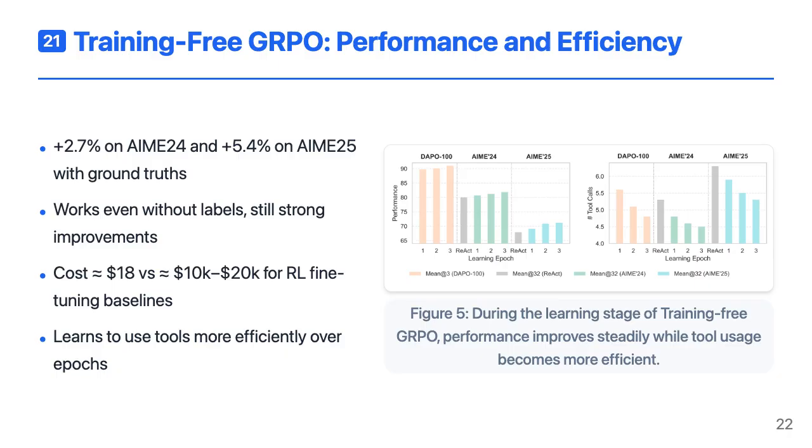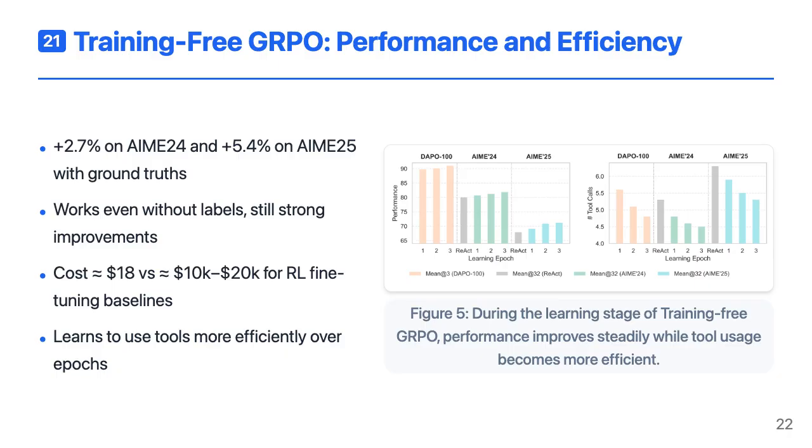off. With ground truth answers available, training-free GRPO boosts DeepSeek v3.1 Terminus by 2.7 percentage points on AIME 2024 and 5.4 points on AIME 2025 relative to a React baseline. Even without labels, the method still delivers strong results, which is important for domains where annotations are scarce.